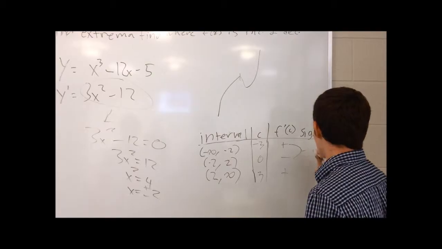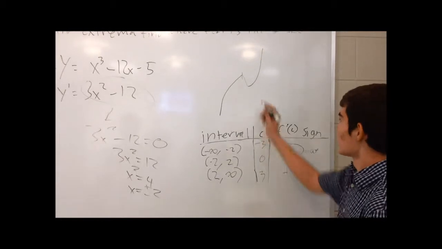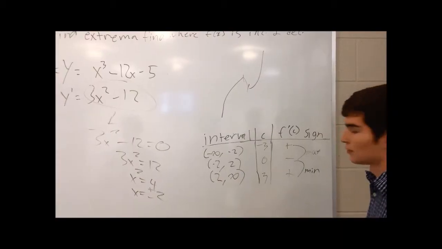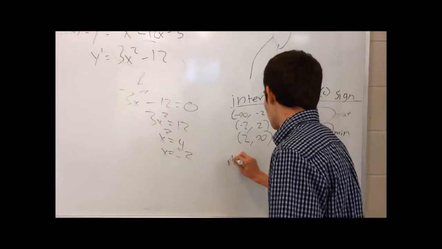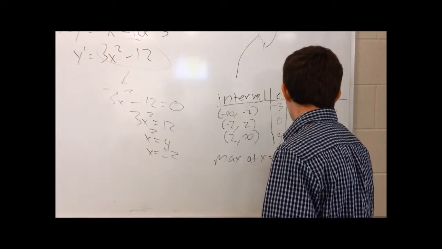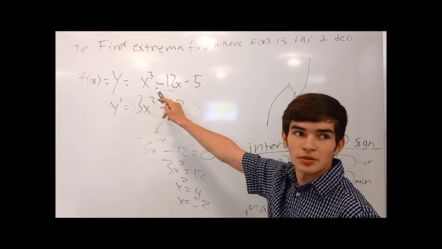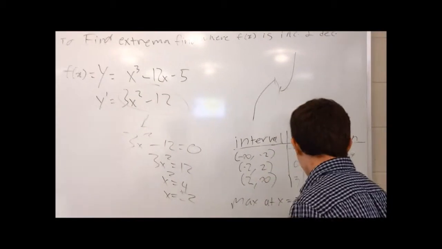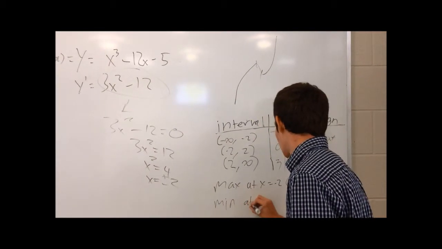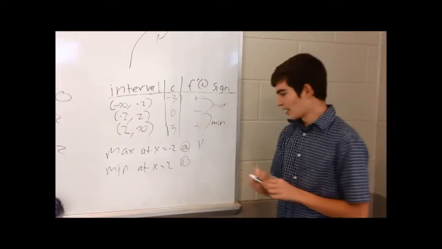From negative 2 to 2, it is decreasing, and from 2 to infinity, increasing, which means we have a max here at negative 2, and we have a min here at positive 2. Now, how we write this is max at x equals negative 2 at, now we plug in negative 2 to the original equation, which is 11. Then we plug the min in at x equals 2, and plug in 2 back up here, we get negative 21.